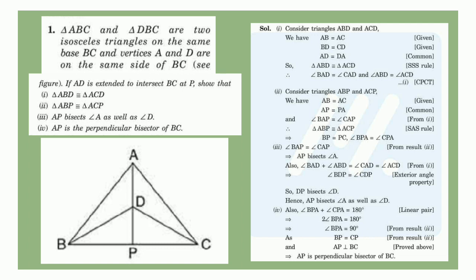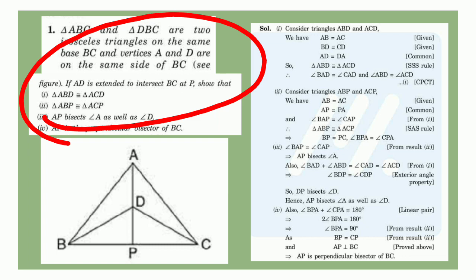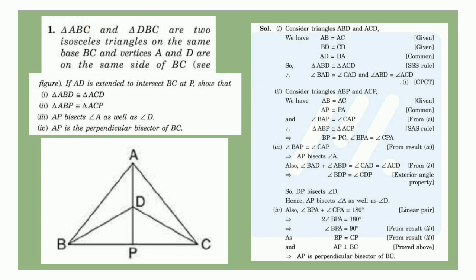The question is, triangle ABC and triangle DBC are two isosceles triangles on the same base BC and vertices A and D are on the same side of BC. If AD is extended to intersect BC at P, show that subquestion A, triangle ABD is congruent to triangle ACD, subquestion B, triangle ABP is congruent to triangle ACP, subquestion C, AP bisects angle A as well as angle D, and subquestion D, AP is the perpendicular bisector of BC.